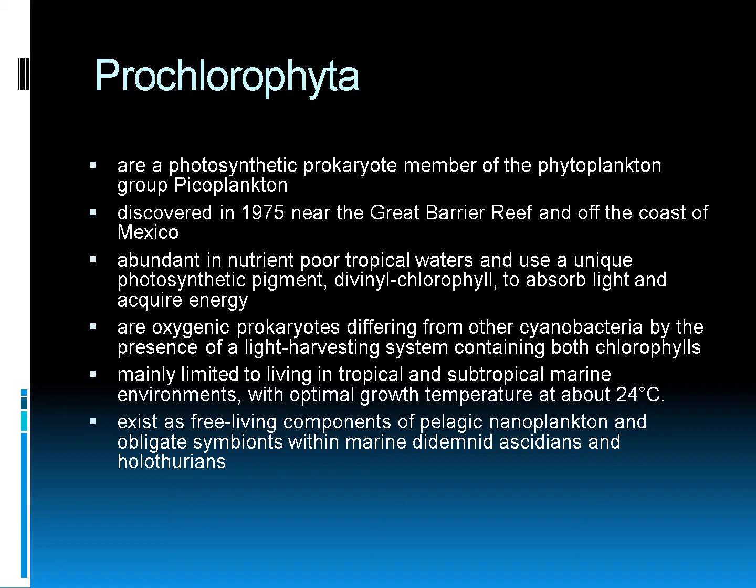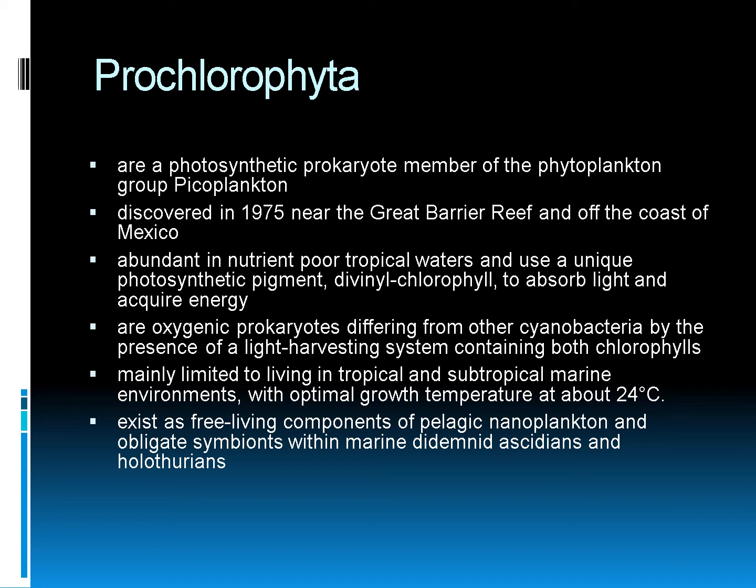Prochlorophyta. These are photosynthetic prokaryote members of the phytoplankton group, picoplankton. Discovered in 1975 near the Great Barrier Reef and off the coast of Mexico. They are abundant in nutrient-poor tropical waters and use a unique photosynthetic pigment, divinyl chlorophyll, to absorb light and acquire energy. They are oxygenic prokaryotes differing from other cyanobacteria by the presence of a light harvesting system containing both chlorophylls, which are chlorophyll A and B.